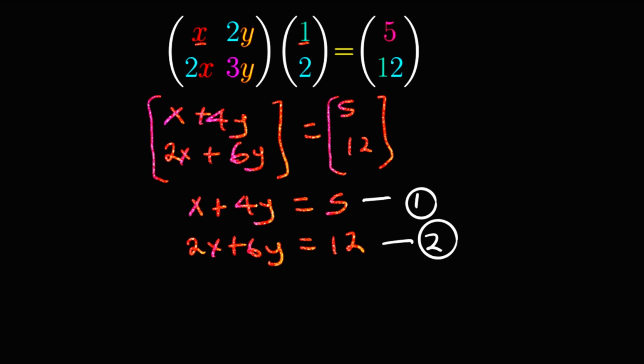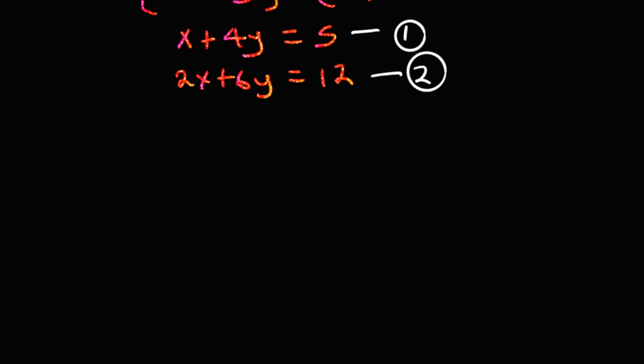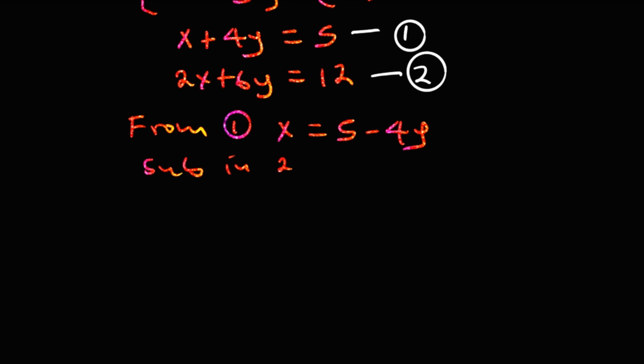So we have two simultaneous equations which we can solve using any of the methods. So let us use the substitution method to solve these two equations. From equation 1, we can take 4y to the other side so that x is equal to 5 minus 4y. Then we can substitute this in equation 2. So wherever there is x, we put 5 minus 4y.